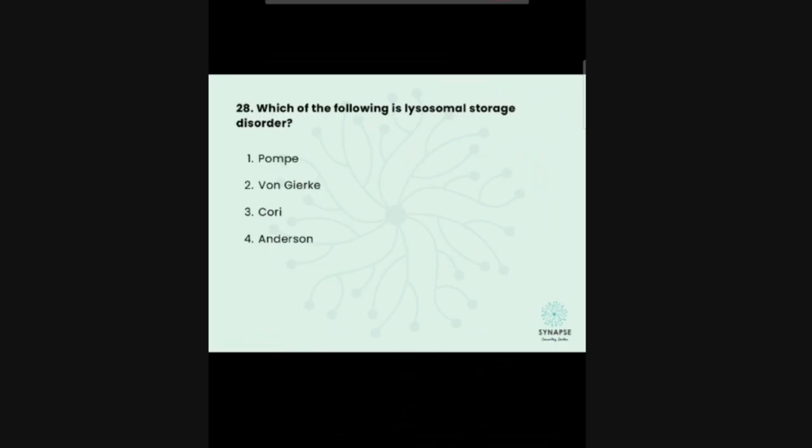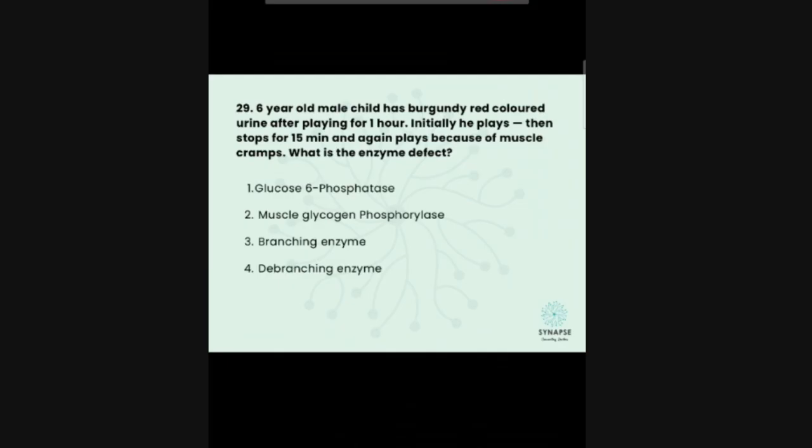Anderson, branching. Cori, it is debranching. All this mainly involves liver branching and debranching enzyme. You will have hepatomegaly, you will have transaminitis as well. Okay. I have clubbed up all metabolism and storage disorder questions together so that it will be easy for you.